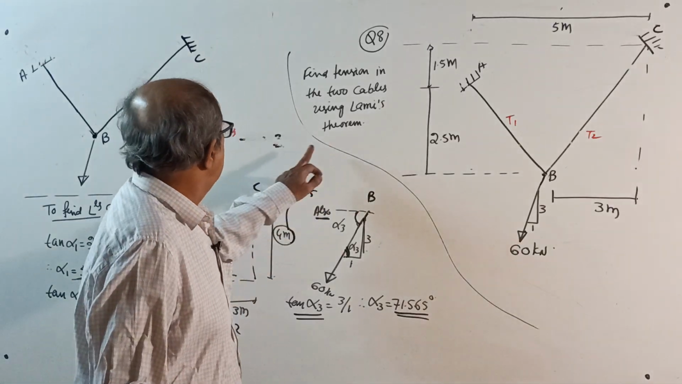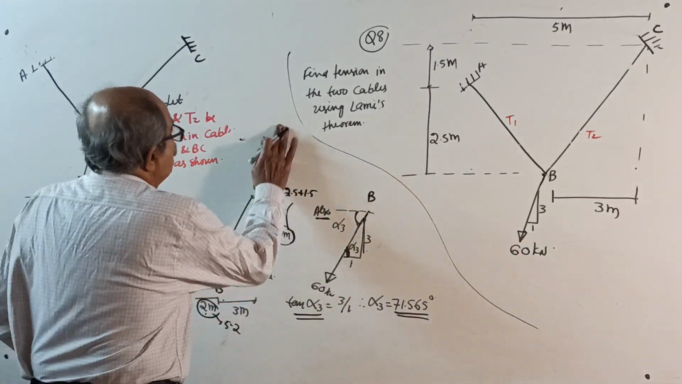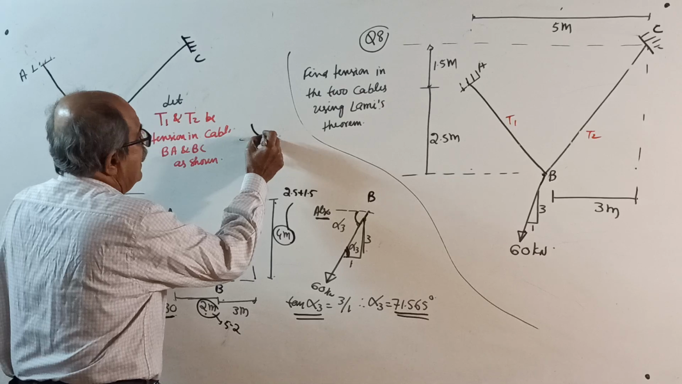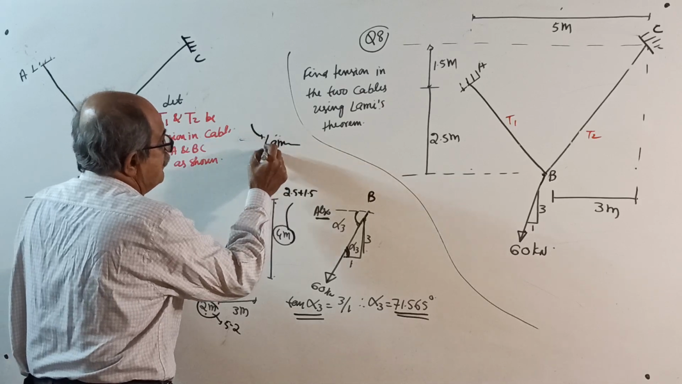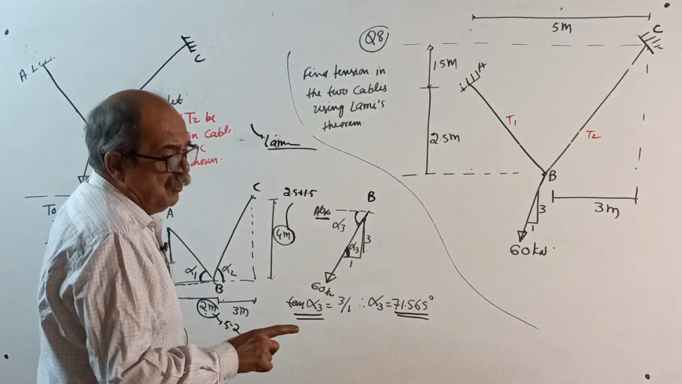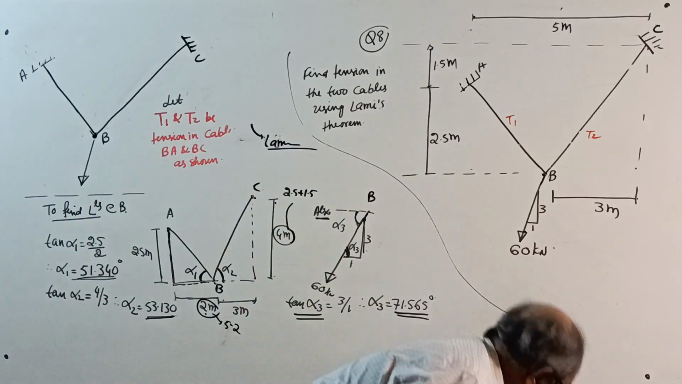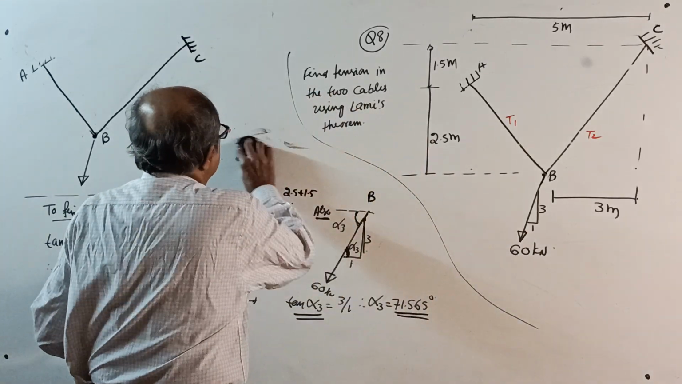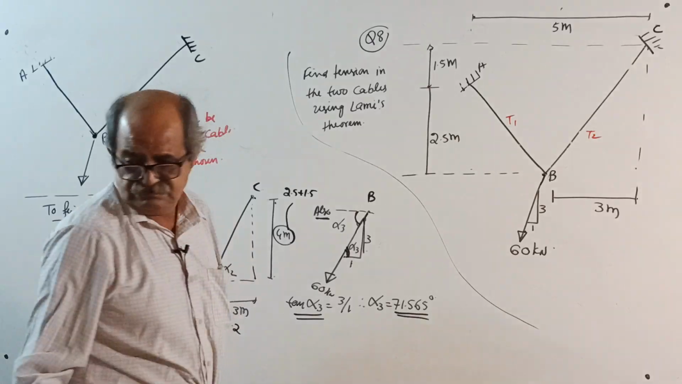Now, right here, Lami's theorem continued. We will now continue Lami's theorem, and today will be the concluding part. That is over. Everything will be over. From next class onwards, we are going for a new part.